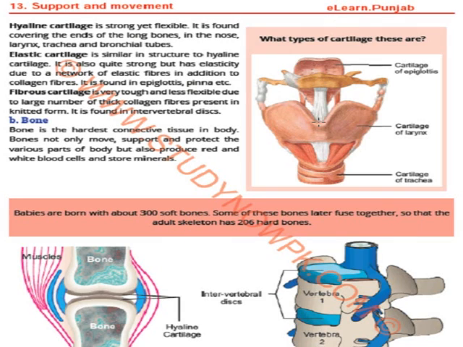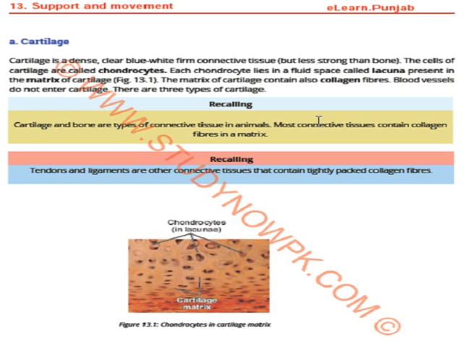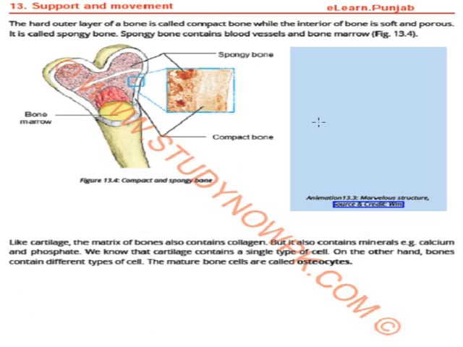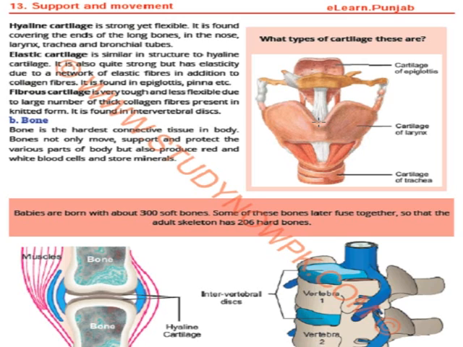Then bones. Bone is the hardest connective tissue in the body. Bone not only moves, supports and protects the various parts of the body but also produces red and white blood cells and stores minerals. So first they discussed the cartilage and now they are discussing the bones. They support and protect the various parts of the body. They produce red blood cells and white blood cells, and they store minerals also. So inside the bones, the production of red blood cells and white blood cells takes place.